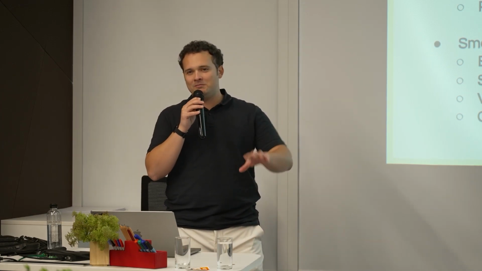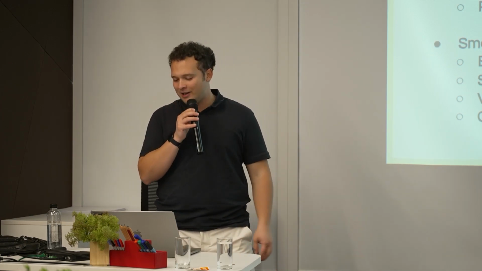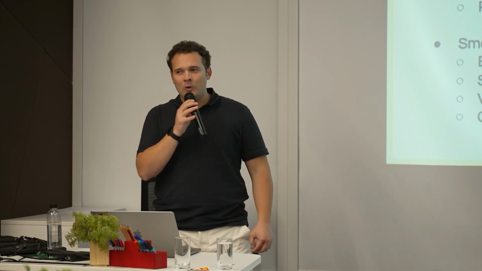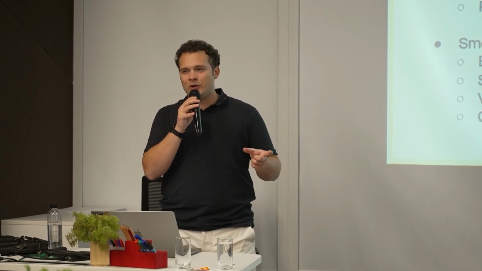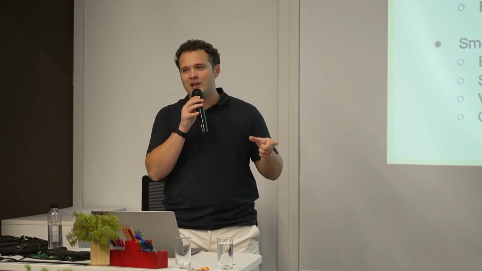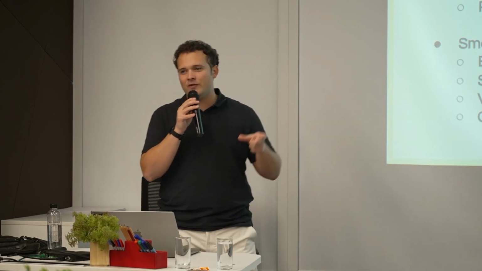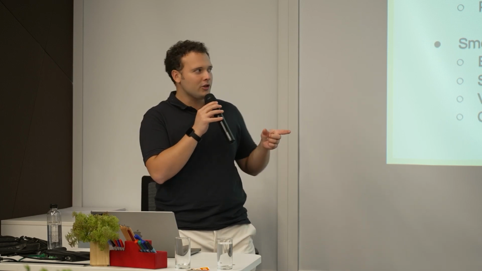So roll-ups, nowadays they are divided in two kinds. We have optimistic roll-ups and the zero-knowledge roll-ups. What these two kinds of systems try to solve is the task of communicating to the layer 1 that a state transition is valid or not.